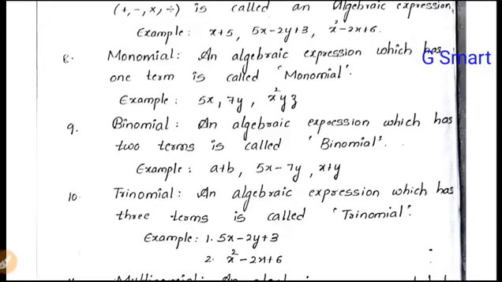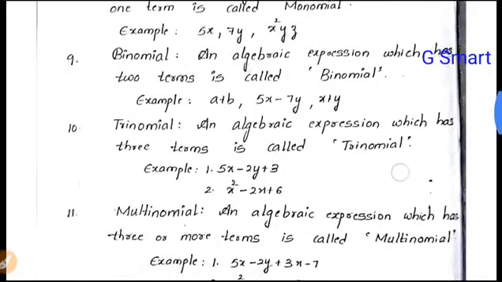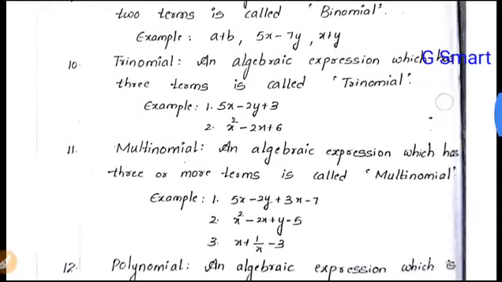These algebraic expressions having two terms are called binomials. Next, trinomial. An algebraic expression which has three terms is called a trinomial. For example, 5x minus 2y plus 3, x square minus 2x plus 6. These algebraic expressions having three terms are called trinomials. Next, multinomial. An algebraic expression which has three or more terms is called a multinomial.